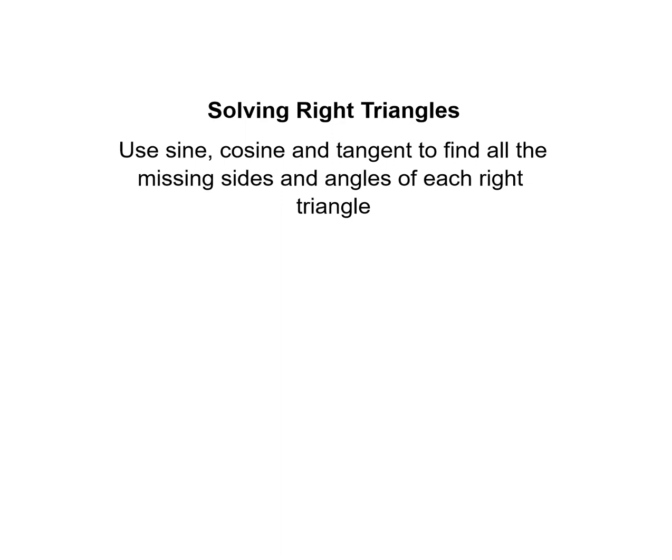The last couple of lessons we've been talking about sine, cosine, and tangent. We've talked about their ratios, we've talked about how to use them to find missing sides, and today we're going to add how to also find an angle measure using sine, cosine, and tangent.